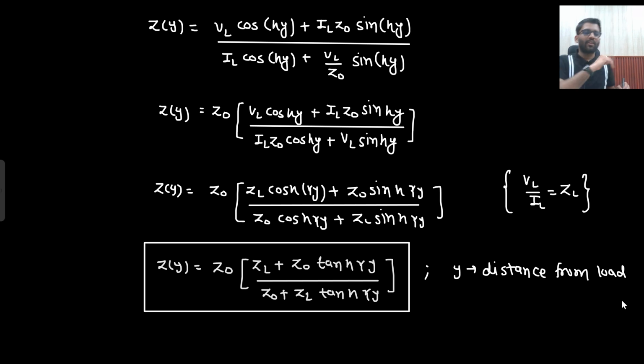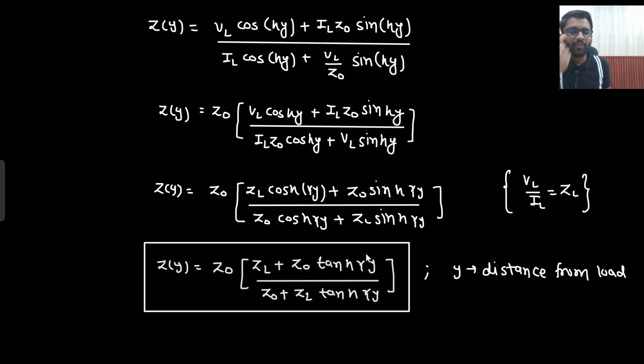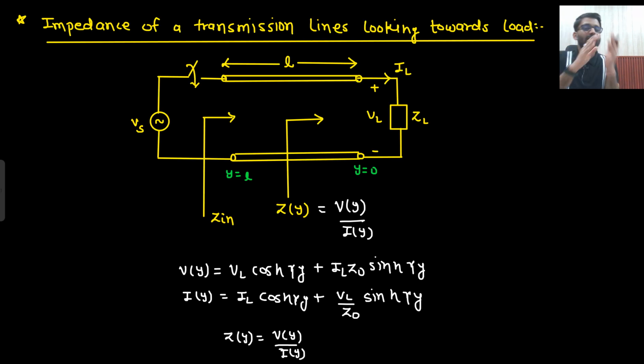So in the examination, what kind of questions will come? At lambda by 2 distance from load, what is your impedance? They will not ask you input impedance, because if they ask that, everyone remembers tanh(γL) and will write L there. But they will ask at some distance from load, for example lambda by 2 or L by 2. Then you need to apply this formula.